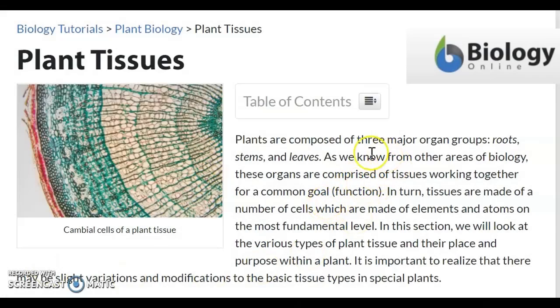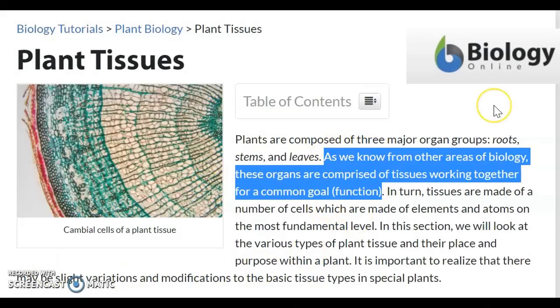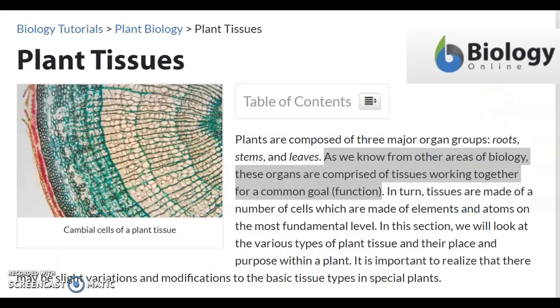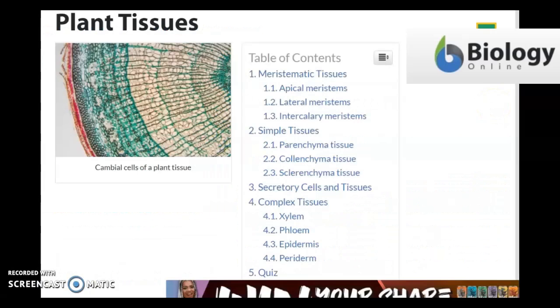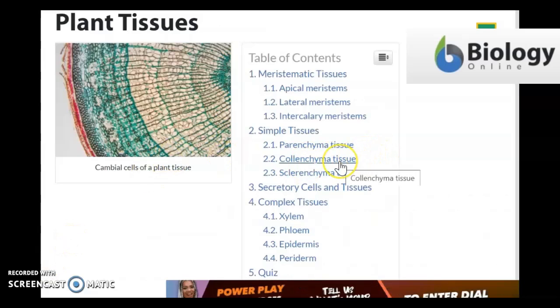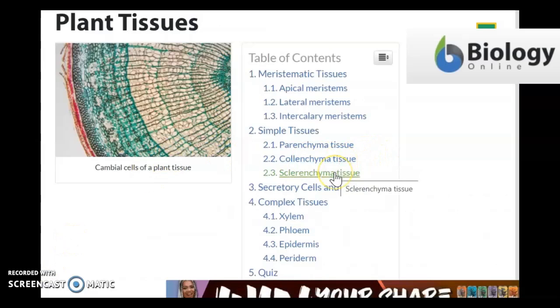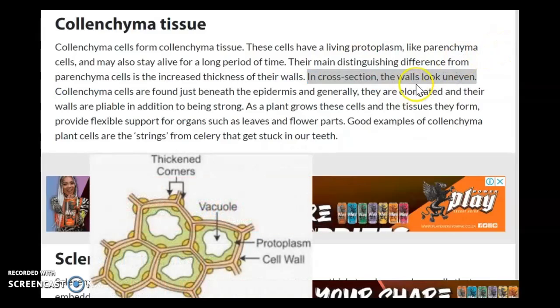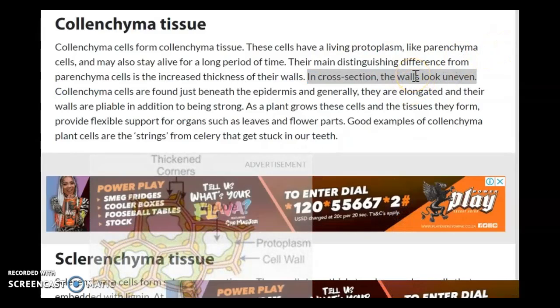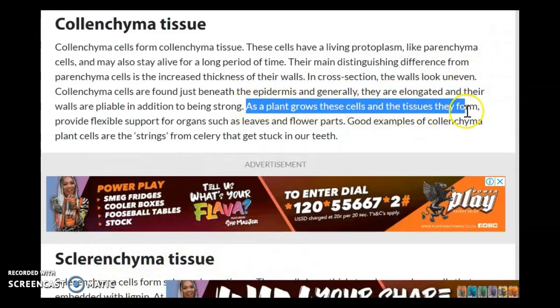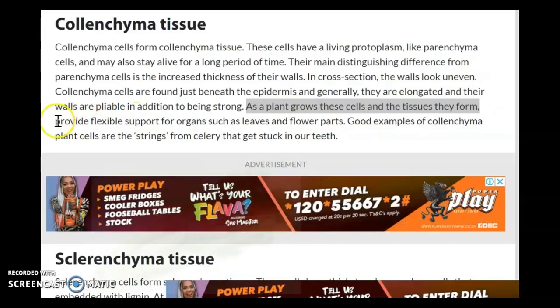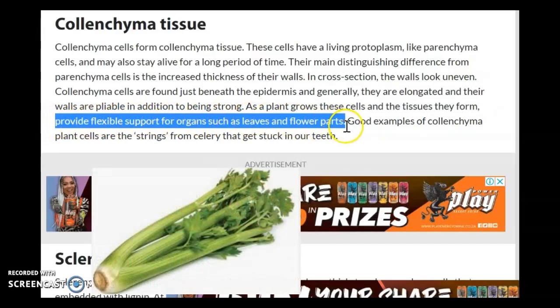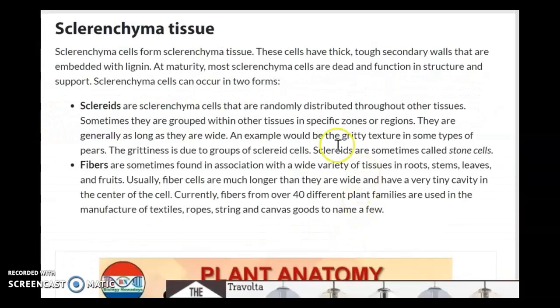Now, this is taken from Biology Online and it deals with plant tissues. As with all areas of biology, the organs are comprised of tissues that work together for a common function. And in biology, a big idea is that structure is related to function. So in this tutorial, let's go to firstly the collenchyma tissues, and then we'll look at the sclerenchyma tissue. So collenchyma tissue, like parenchyma, stays alive for a long time. The main difference is that it has increased thickness in their walls, and in cross-section the walls look uneven. So as the plant grows, these cells allow flexible support of the organs.